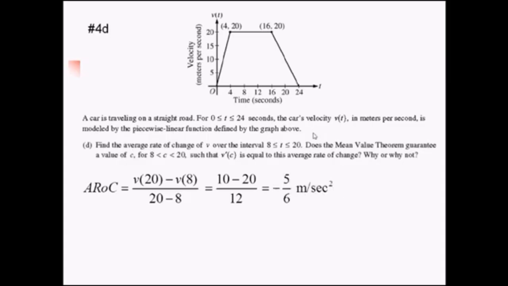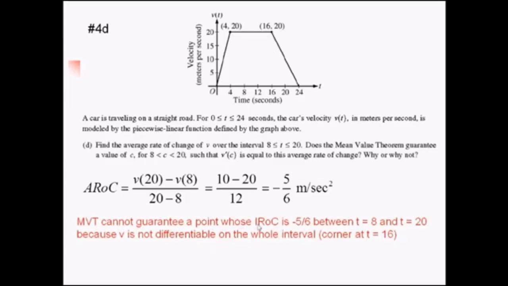Next part of the question, does the mean value theorem guarantee a value of c between 8 and 20 such that v prime of c equals this average rate of change? Why or why not? So the mean value theorem says that a derivative equals the average rate of change somewhere on an interval if that function is differentiable. So we have to figure out if we have a differentiable interval here. From 8 to 20, we have this non-differentiable piece at t equals 16. So the MVT cannot guarantee anything because v is not differentiable on that whole interval. Again, that corner at t equals 16.